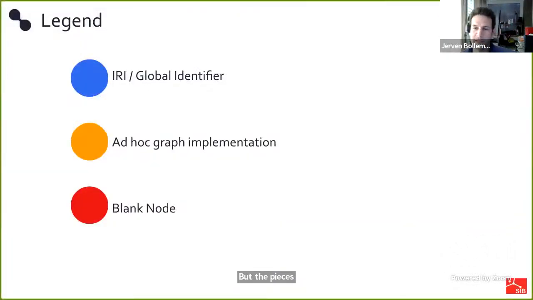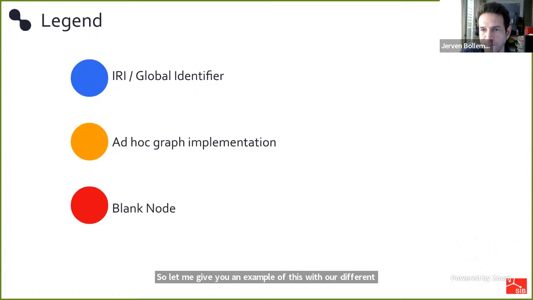So let me give you an example of this with our different file formats and different ages. There are going to be some diagrams coming up, where in blue, there's something that is actually F1. There's a global identifier, in our case, IRIs.